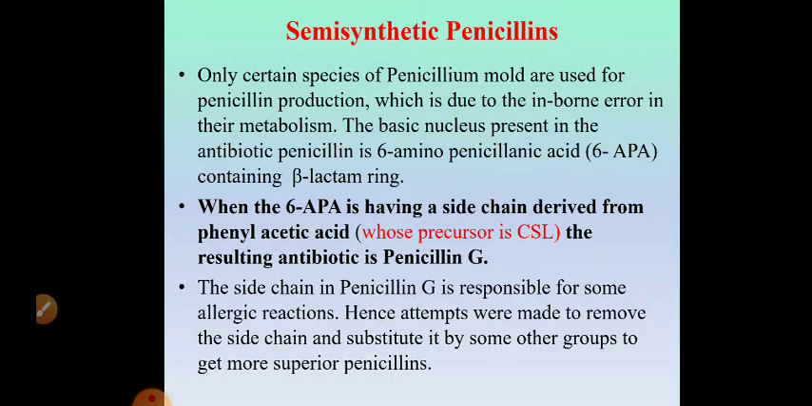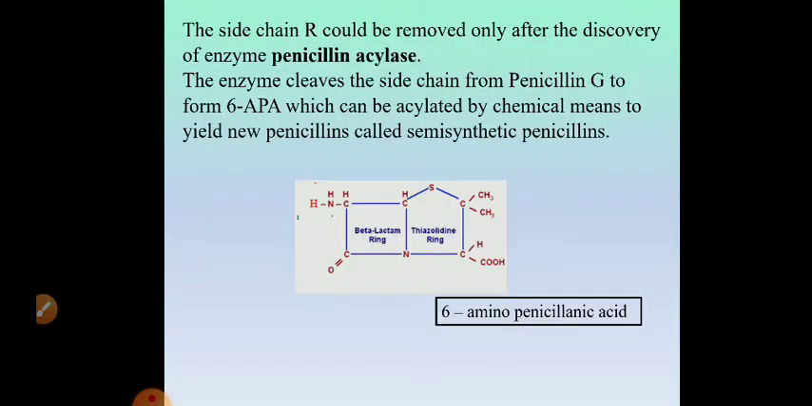So during production, penicillin G is produced. But the side chain in penicillin G is responsible for allergic reactions in certain individuals. Hence attempts were made to remove the side chain and substitute it with some other group to get a superior penicillin. So the phenylacetic acid derived side chain is removed, and some other group is added to make a superior penicillin.